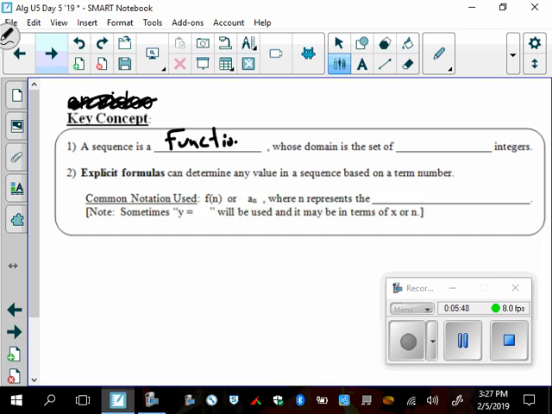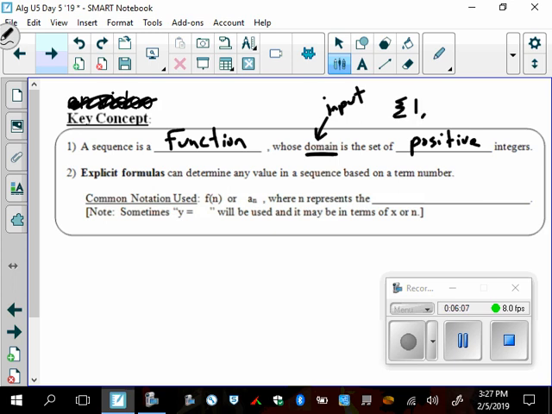This is definitely a function. We know what a function is. Every input has one output. Okay, domain is my input values. We used to use X a lot. Now my domain is going to use N, and our domain is only going to be the positive integers.